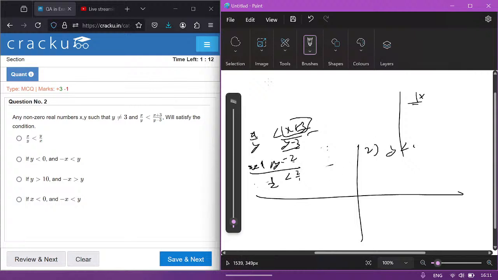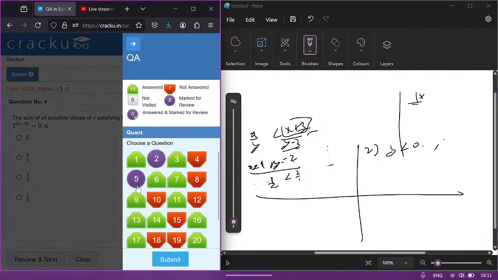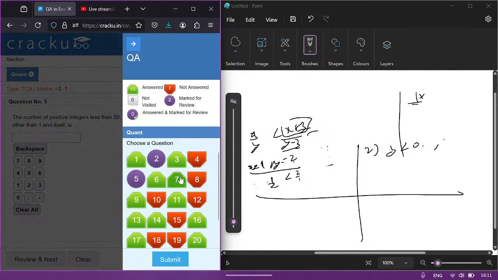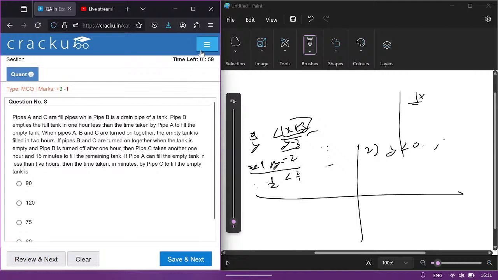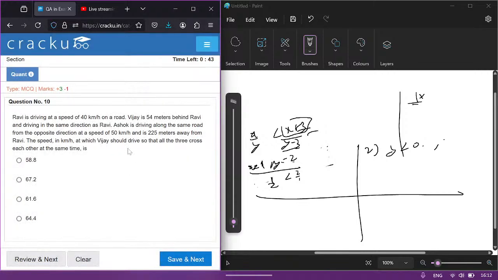Number 2, y is equal to 0. I'm just unable to solve it here. I cannot do this. I could have done this, but I don't have time. Let's see if I can do this in 1 minute. No, I cannot do it. I don't think I can solve any more questions.